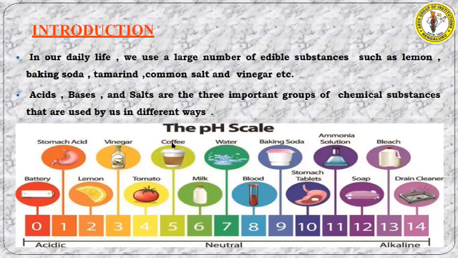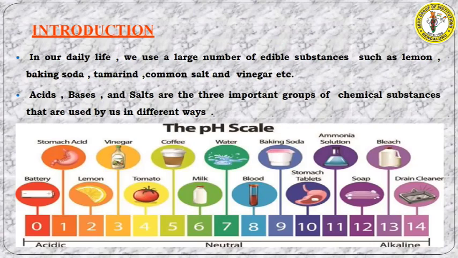This diagram shows us the pH value. You can see here acid, neutral and alkaline. Alkaline is nothing but base. Those substances whose pH value is less than 7 are called acids. Those substances whose pH level is exactly 7 are called water, that is neutral. Those substances whose pH level is more than 7, it may be 8, 9, 10, 11, 12, are called bases or alkalis.